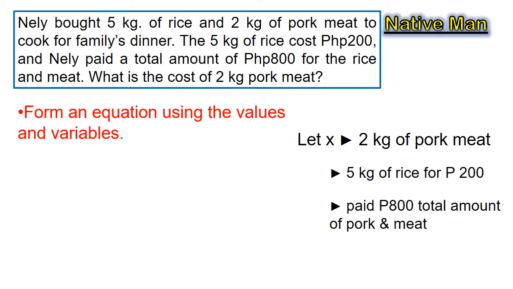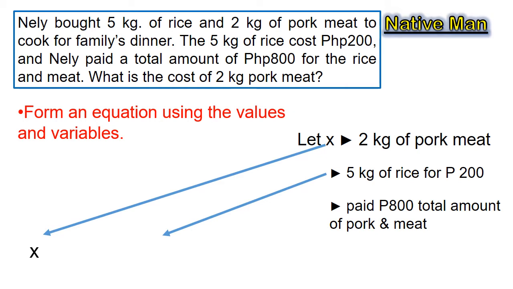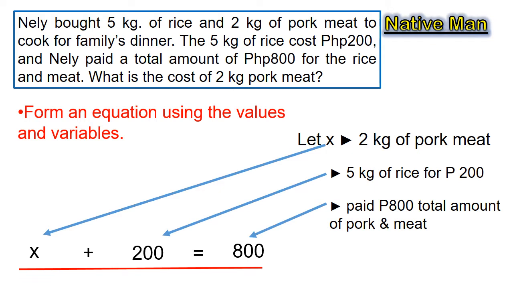So first, yung variable po natin ay x for 2 kg of pork meat, that is x. And then, second, 5 kg of rice for 200 pesos. Since ang pinag-uusapan po dito ay pera, so ang kukunin po natin doon ay yung money. So, 200 pesos. At ang kanyang binayaran, the total amount for pork and meat is equal to 800. So, you notice there that yung pork meat ay represent niya ay x. Yung 200, yun yung 5 kg of rice at yung 800, yun yung total amount na kanyang binayaran. So, ibig sabihin, if you say total, you need to add. So, x plus 200 is equal to 800. So, yan na po yung equation na na-form natin from the problem.